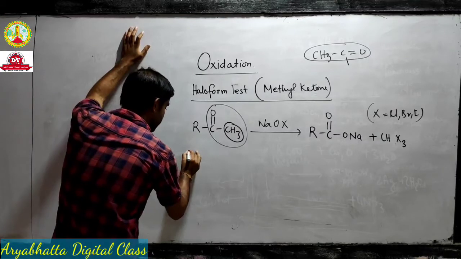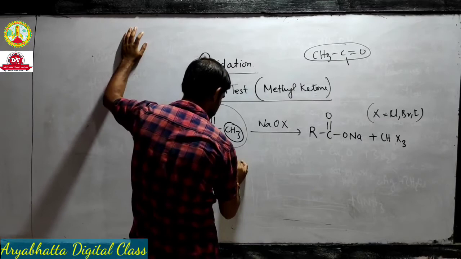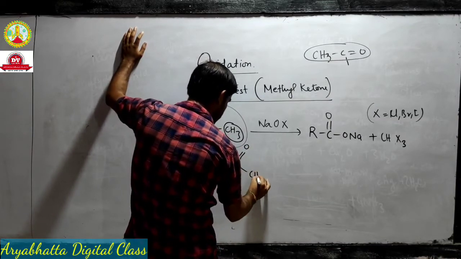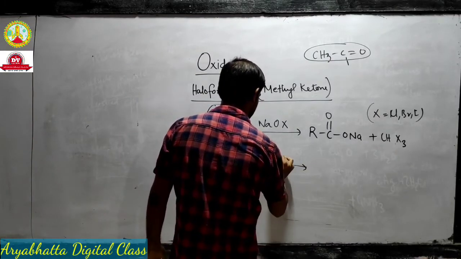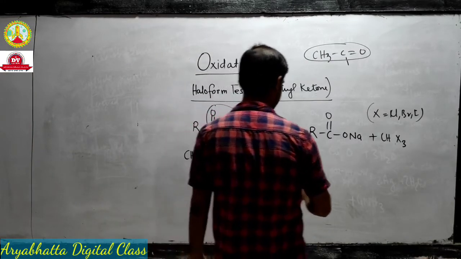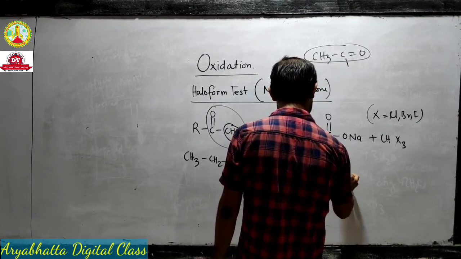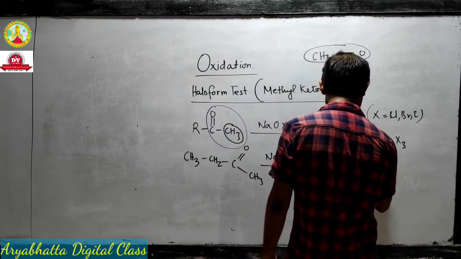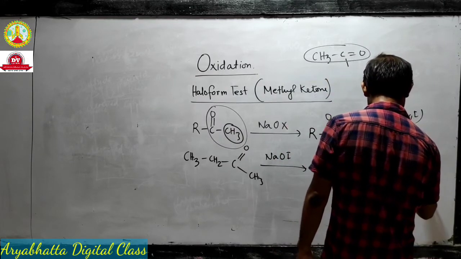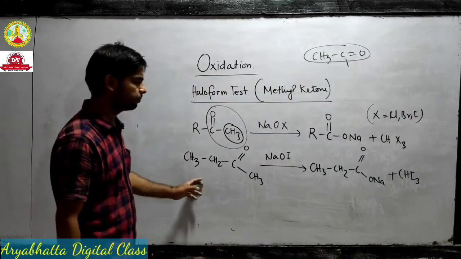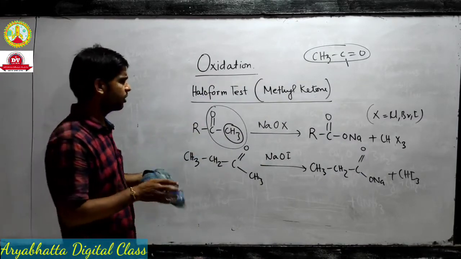Suppose we have a product something like this. It has a methyl ketone group. We take sodium hypoiodite. So what will happen? This part will simply go as this and we will get CHI3, iodoform. Very simple, not that difficult.